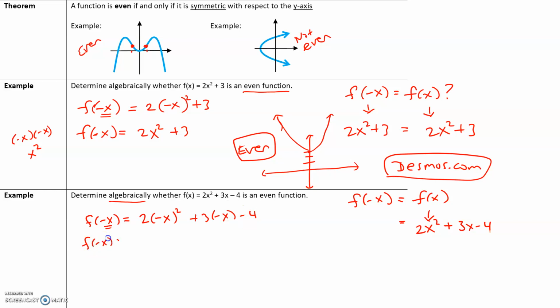Okay, so f of negative x to the second power, once again, is x squared. Negative times a negative is a positive. Over here, however, 3 times negative x is a negative 3x because a positive times a negative is a negative. So we have 2x squared minus 3x minus 4. These are not the same because they're almost the same, but notice that this negative 3x and positive 3x are a little bit different. Therefore, this is not an even function.